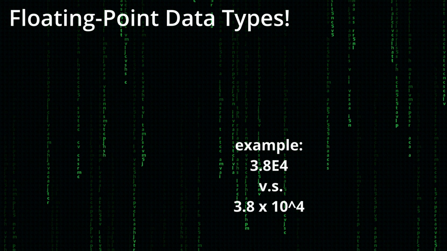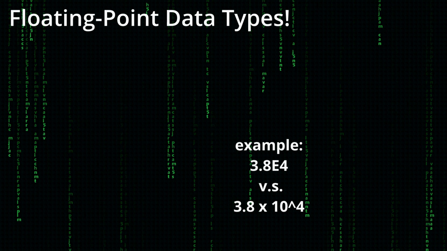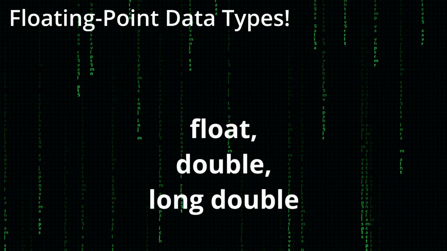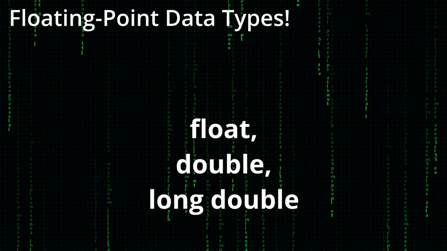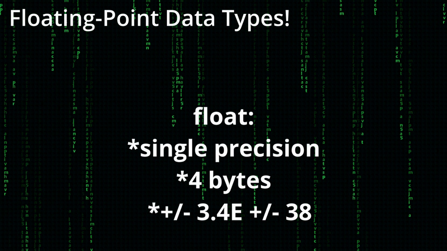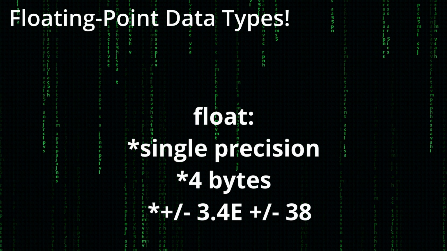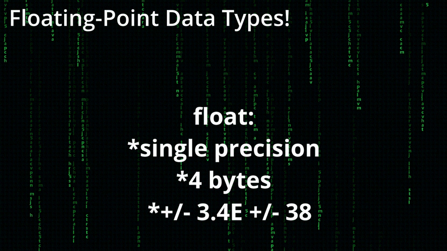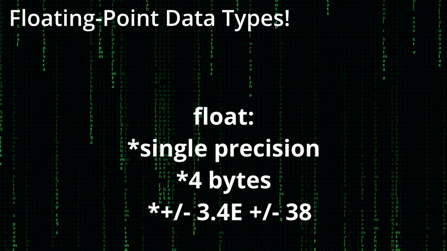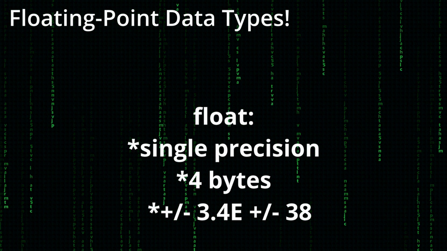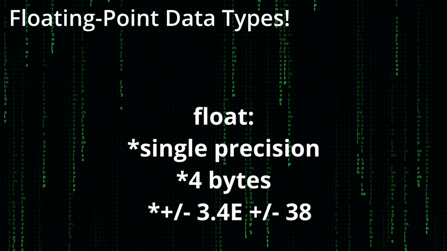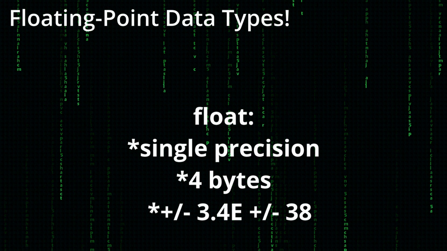In C++, there are 3 data types that can represent floating point numbers. You have float, double, and long doubles. Doubles are typically the standard. So floats are considered single precision. They take 4 bytes, and you can use any number between plus minus 3.4 e negative 38. You could also use plus minus 3.4 e to the 38. So it's basically a really huge number or a really small number.